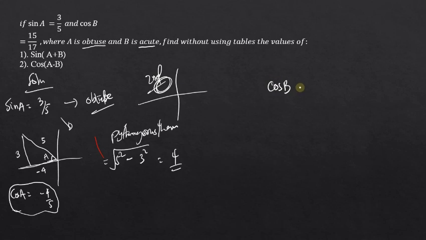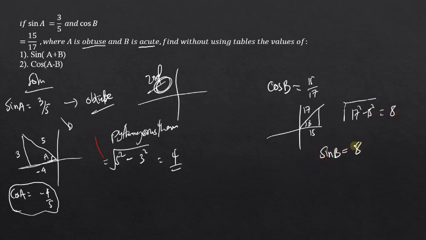Now let's come back to cos B. We know cos B is 15/17, right? And it's acute, which means it's in the first quadrant. So the adjacent is 15, the hypotenuse is 17, and we need to find this side. That side will be equal to the square root of 17 squared minus 15 squared, and that should be equal to 8. So you have your sine B equal to opposite, which is 8, over hypotenuse 17. So we have everything that we need.